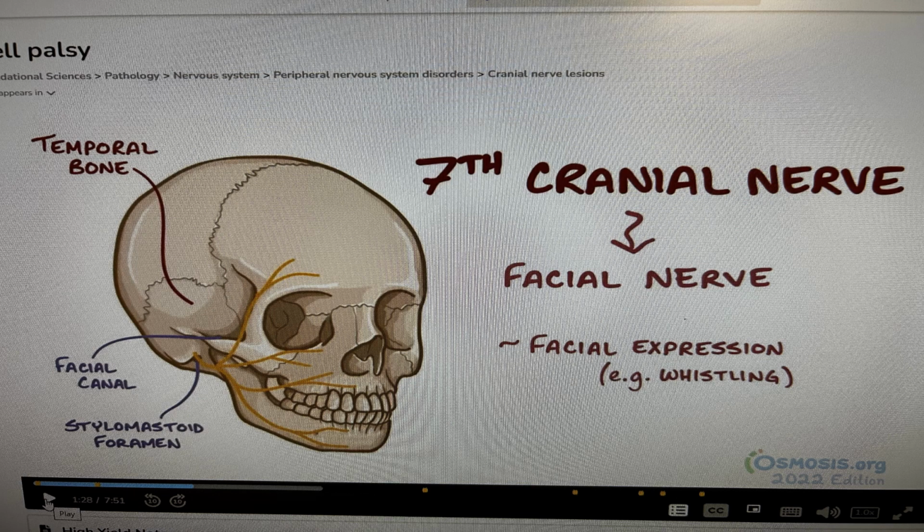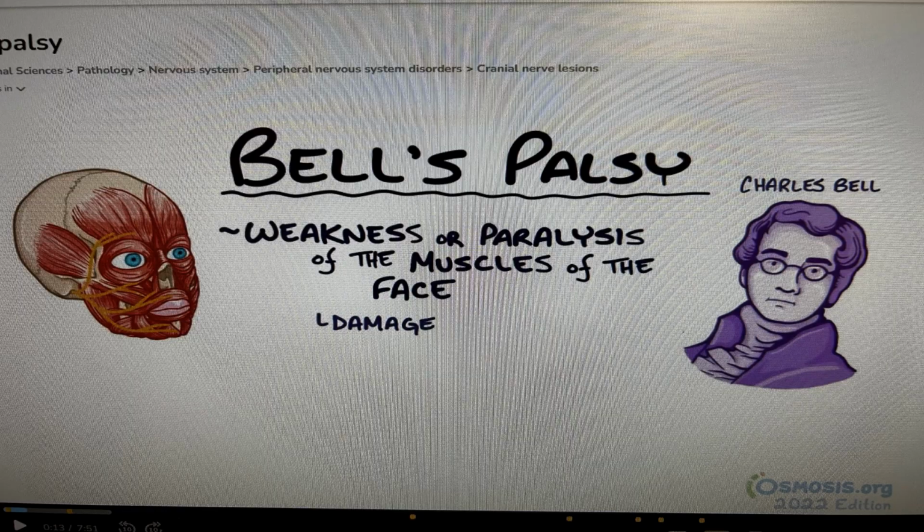Here is a picture representation of cranial nerve number 7, which is the facial nerve. That is the nerve that is affected when somebody has Bell's palsy. Bell's palsy is usually identified by a weakness or paralysis of the muscles of the face that, as a damage.